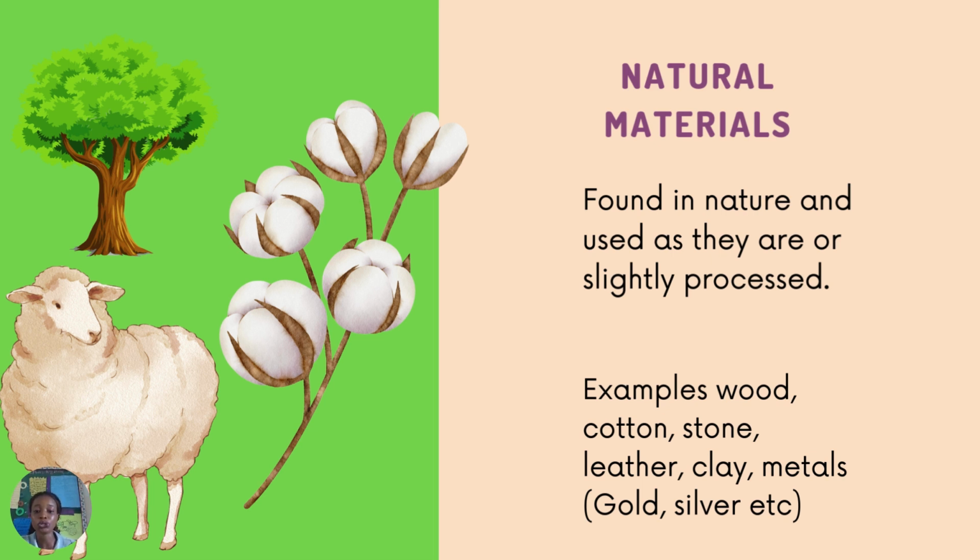What are examples of these natural materials? We have wood, cotton, stone, leather, clay. We have some metals such as gold, silver, and the likes. All these are what we call natural materials because they occur in nature and are not produced by man.